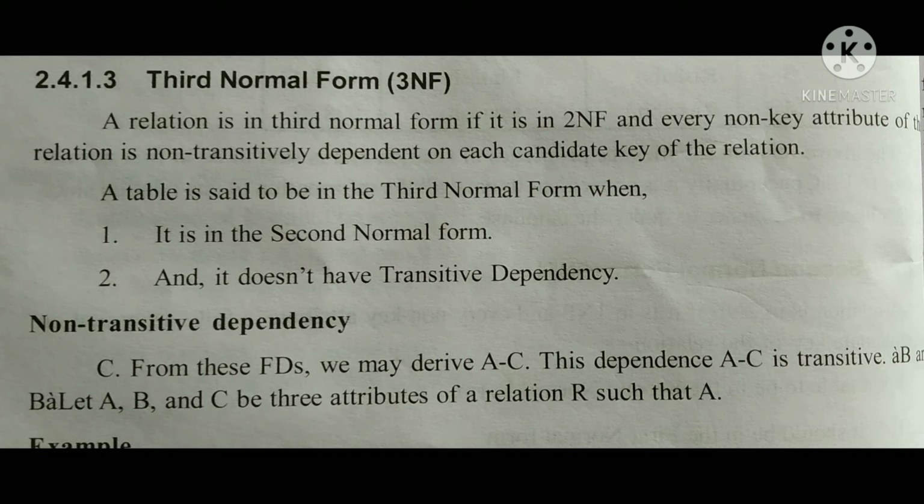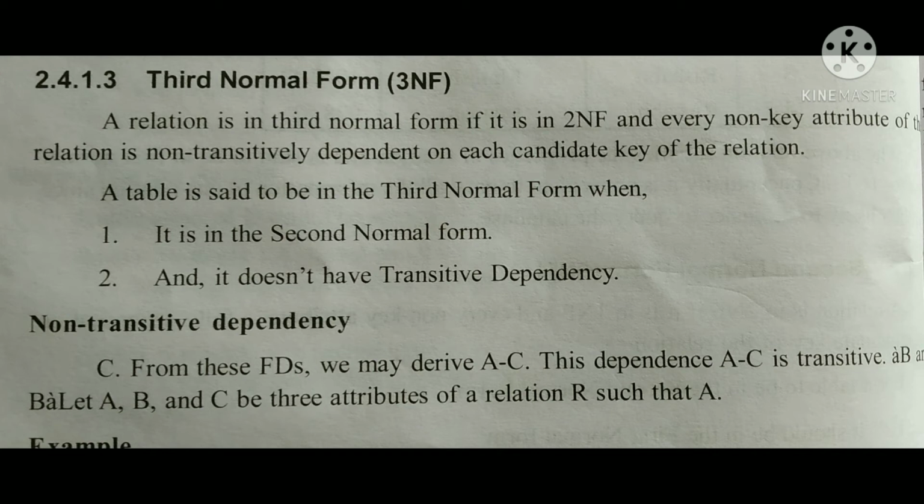Now let's go to discussing Boyce-Codd normal form, BCNF. Boyce-Codd normal form is a higher version of the third normal form. This form deals with a certain type of anomalies that is not handled by 3NF. A 3NF table which does not have multiple overlapping candidate keys is said to be in BCNF.